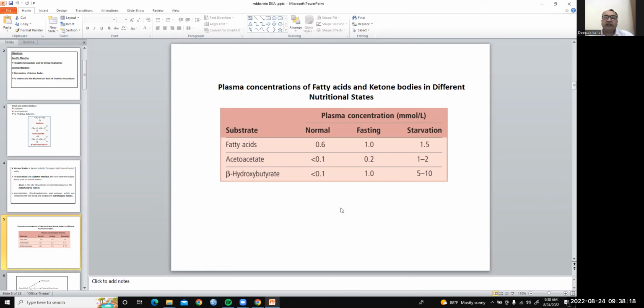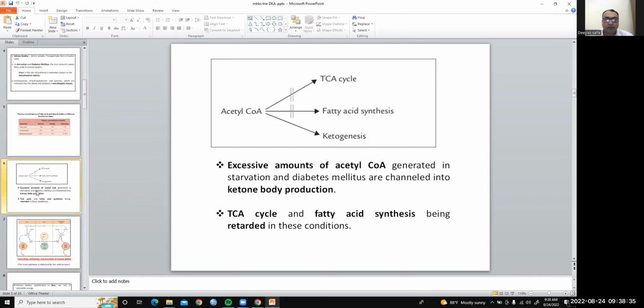These are some of the concentrations of the ketone bodies in case of starvation. And generally, the ketone bodies in our body will start to form after 2 to 3 days of fasting. The general source of the ketone bodies is the high availability of acetyl-CoA, which is formed from the breakdown of the fatty acid molecules.